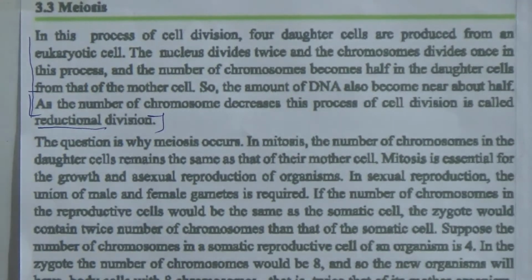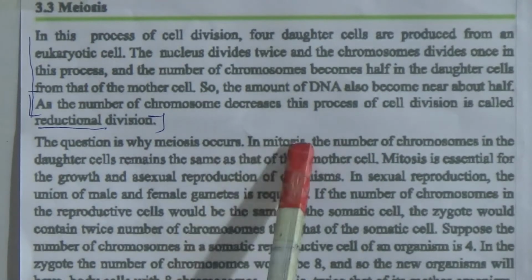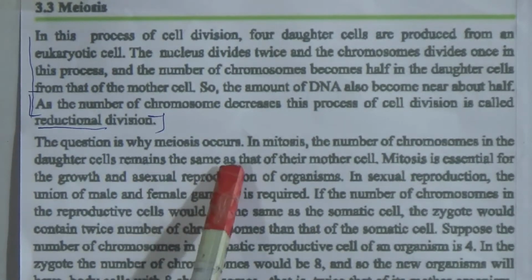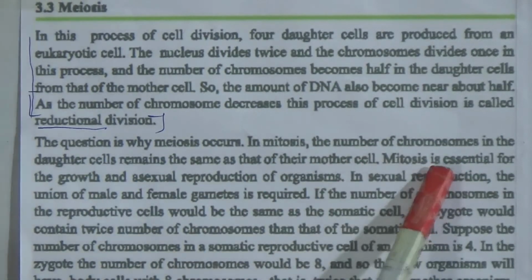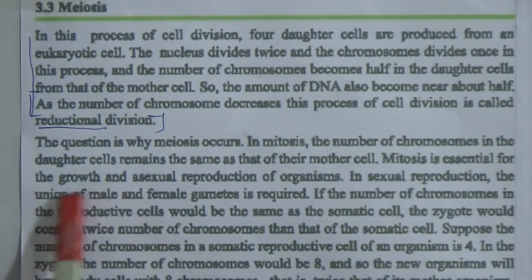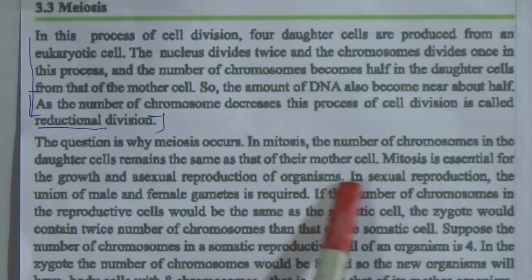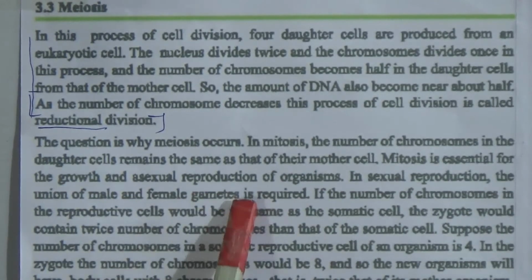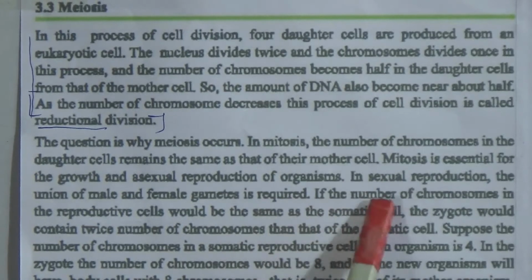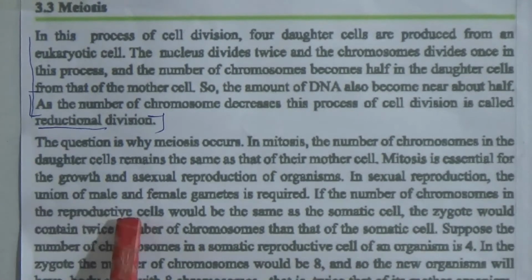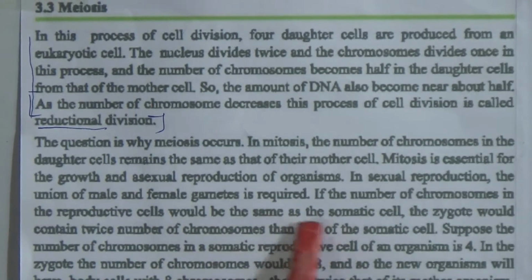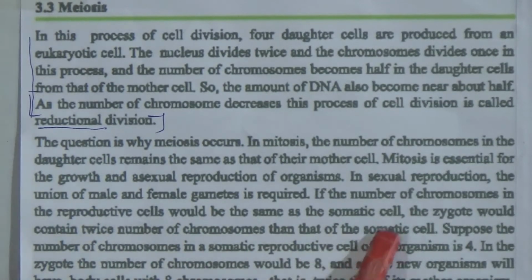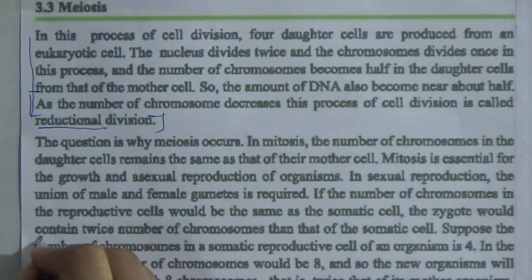And the question is why meiosis is needed when there is mitosis. In mitosis, the number of chromosomes in the daughter cell remains the same as the mother cell. Mitosis is essential for the growth and asexual reproduction of organisms. In sexual reproduction, the union of male and female gametes is required. If the number of chromosomes in the reproductive cell were the same as the somatic cell, the zygote would contain twice the number of chromosomes of the somatic cell.